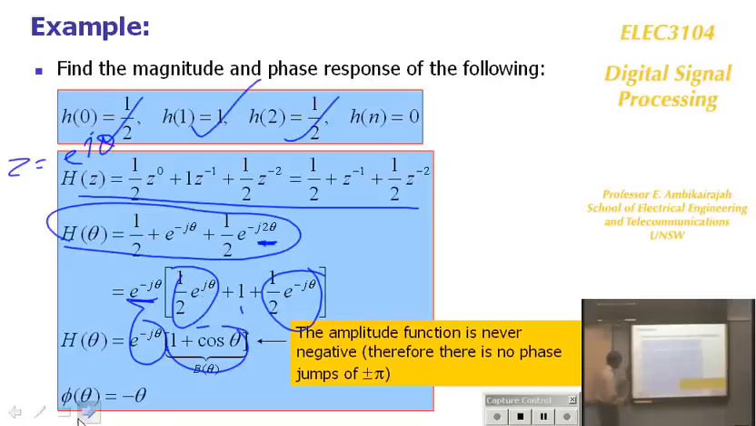So that's cos theta. Now what happened? What's your phase? It's minus theta. Very good. As long as the magnitude is positive. If it is negative, then minus pi or plus pi will come and add on to that. Remember that.